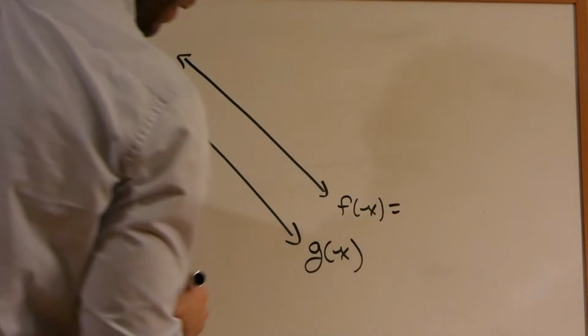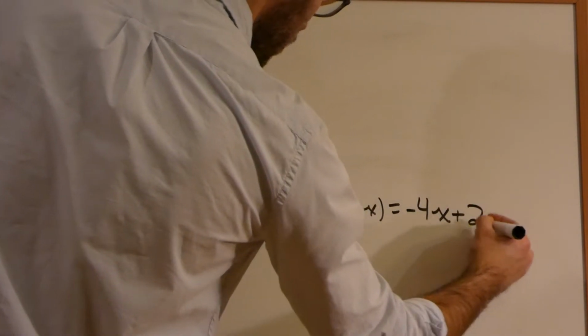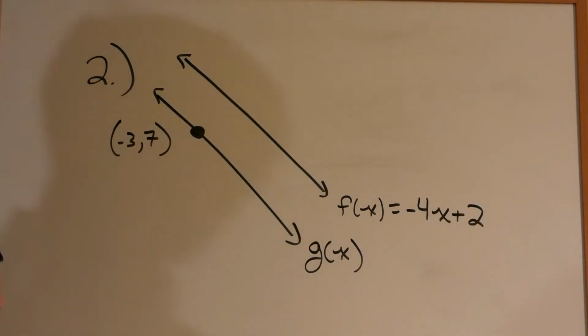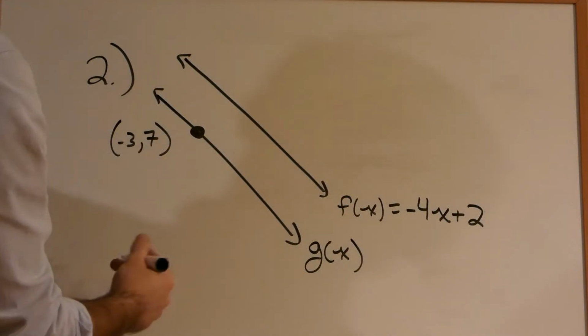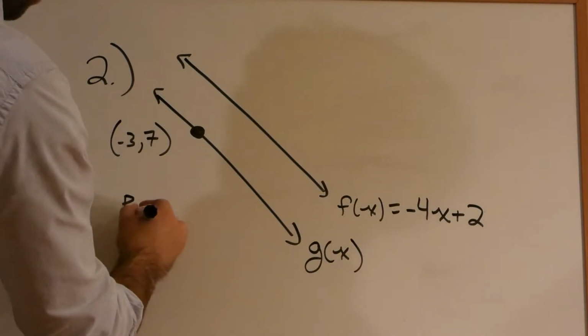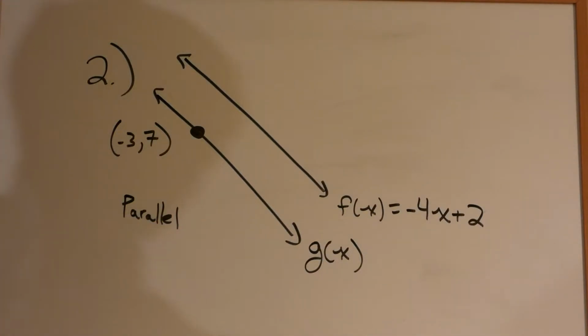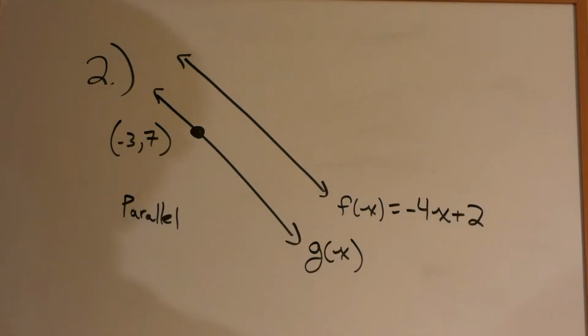And that function is said to equal -4x plus 2. Both of these functions, both of these lines right here, are said to be parallel to each other. So we know that they are parallel to each other. This is also given right here. These lines never touch. We're wanting to figure out what the equation of g of x is here.